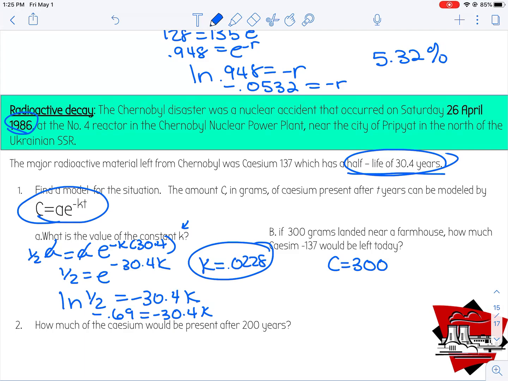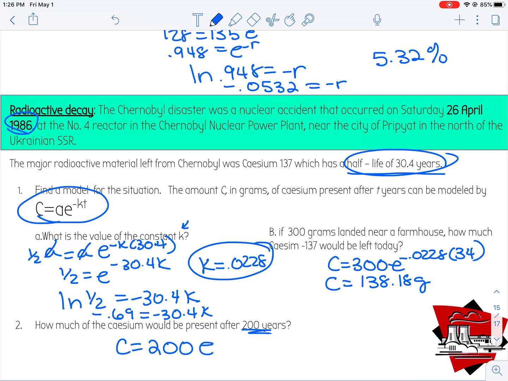So part B here, let's say we have 300 grams to start with. And we want to know how much would be left today. Well, that's 34 years have passed. So up here, 0.0228 is my constant in 34 years. If I type that in my calculator, I get about 138.18 grams, which makes sense because if I started with 300 grams, in about 30 years, it'd be 150. So we're a little past 30 years, so that answer seems reasonable.